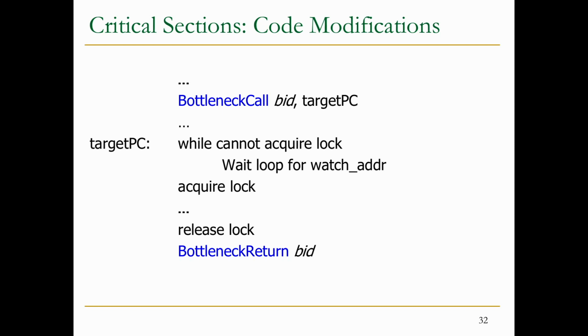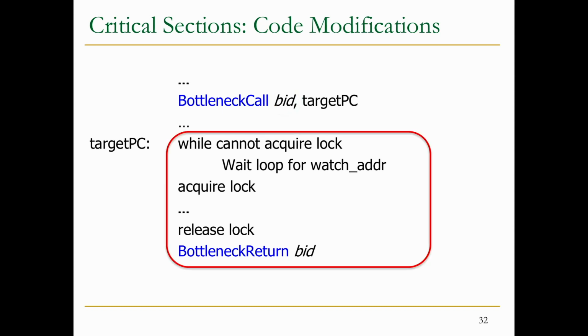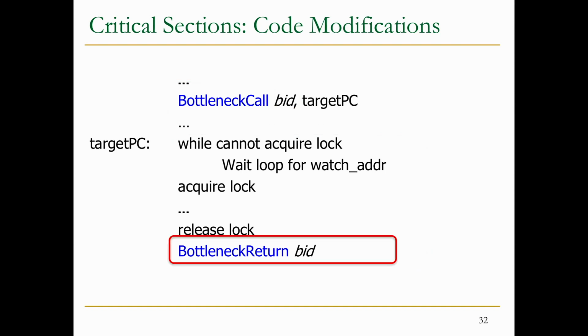So that's how you delineate the bottleneck, right? By assigning a bottleneck ID, which is the bottleneck code over here, and you delineate with call and return. So it's a function call and function return, but a very specialized function call and function return. It could be a bottleneck because we're going to do something with this information soon in the hardware.